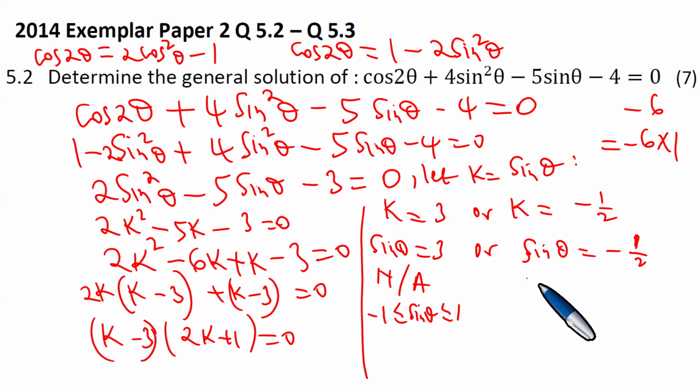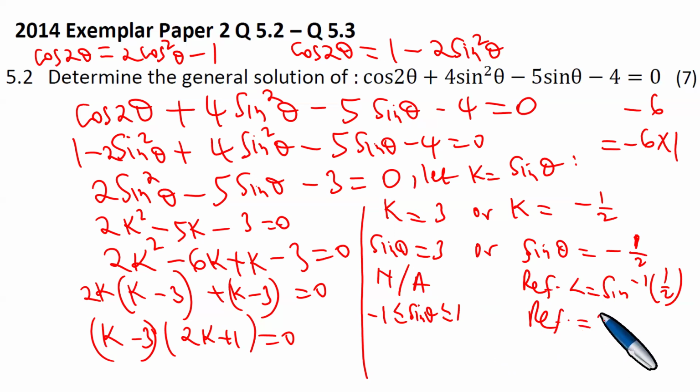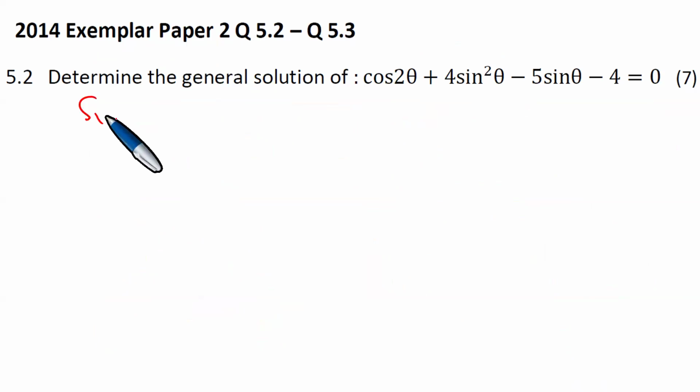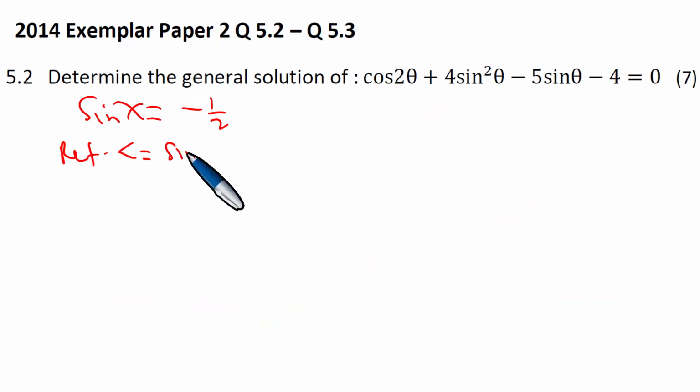But now we have this one here, and we get the reference angle. The reference angle is arc sine 1/2, which becomes 30 degrees. Remember, you take the positive of that. And now we are dealing with the fact that we have the sine of x equals minus 1/2. That's the case we're looking at, and the reference angle is arc sine 1/2, 30 degrees.